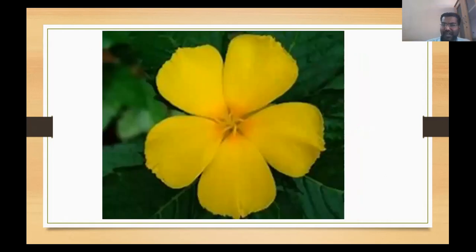If you observe another figure of a flower, another flower of the same kind, a yellowish color flower, but whenever we carefully observe such things, you can observe that.